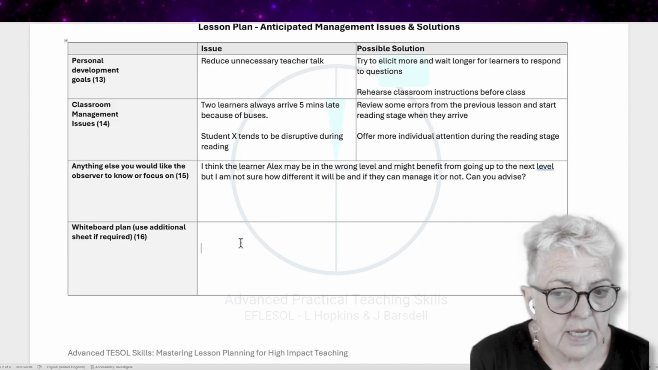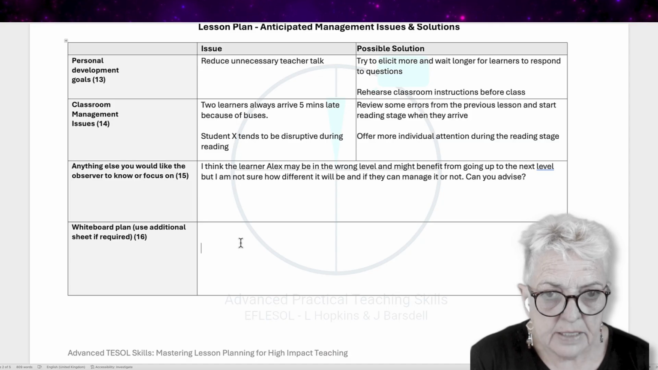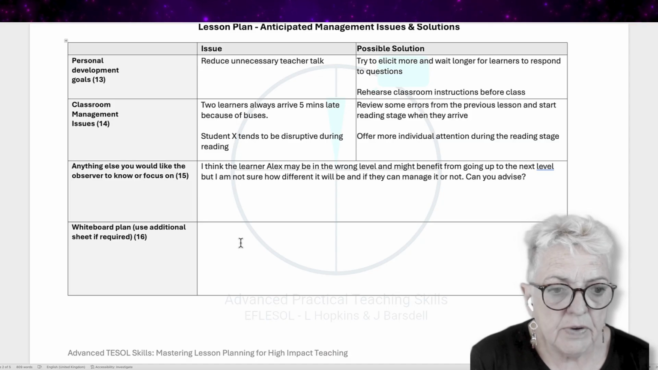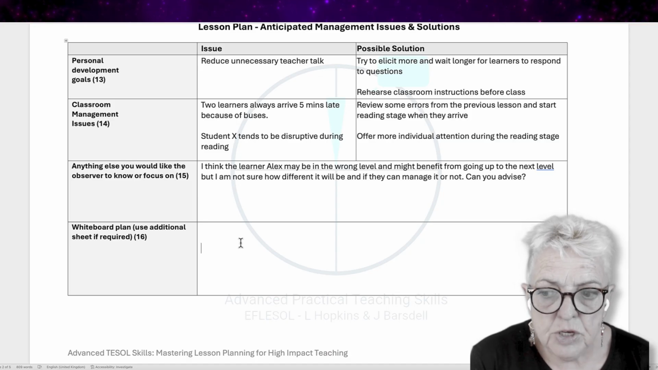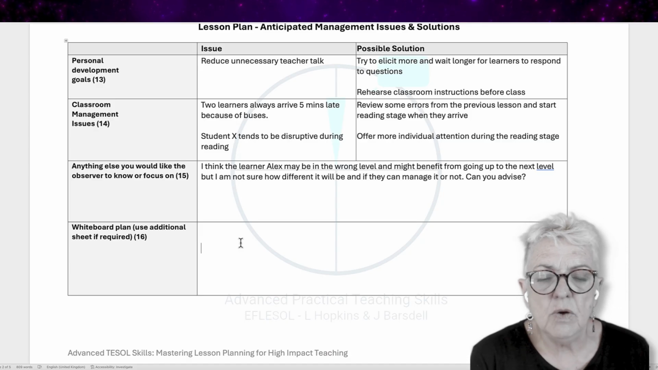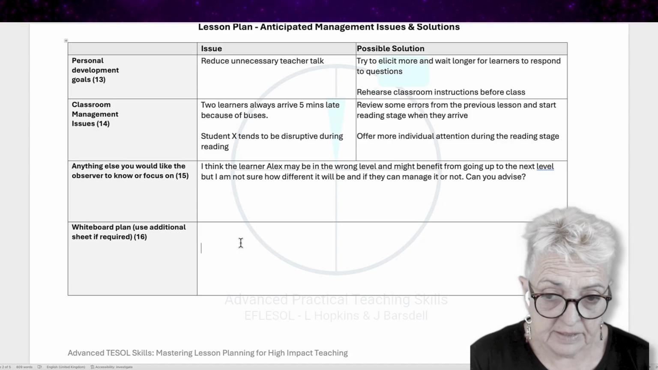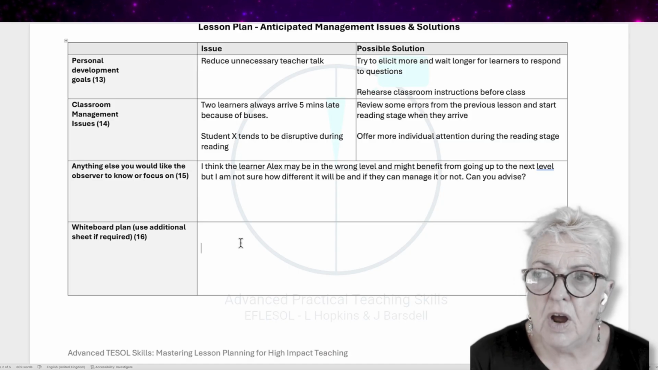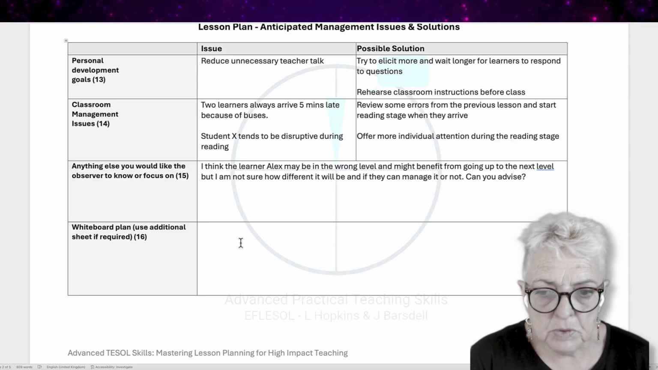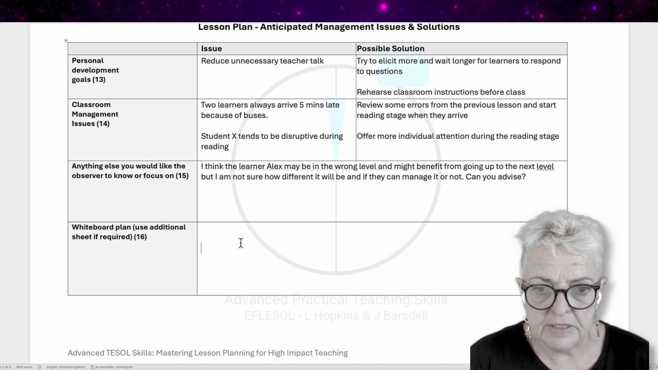Okay. In this case, I don't have a whiteboard plan, but if, for example, you're doing an advanced diploma exam, you will be expected to have a clear whiteboard plan for each stage of the lesson. So you need to draft out what your board will look like at each different stage.